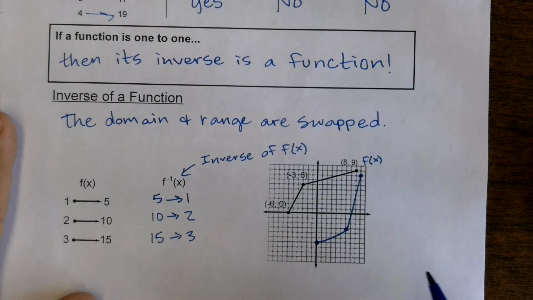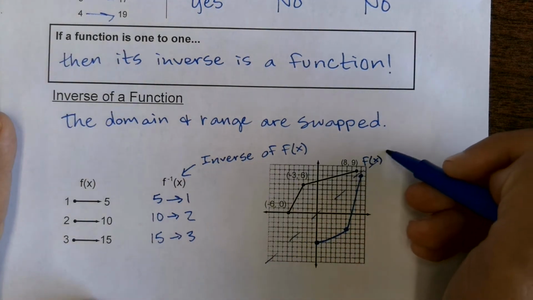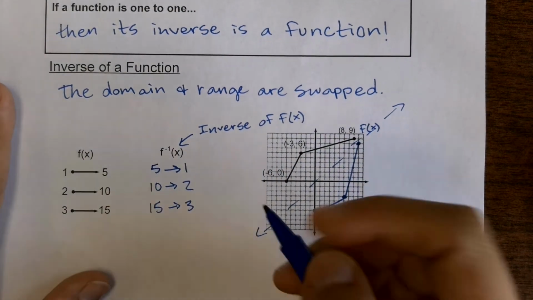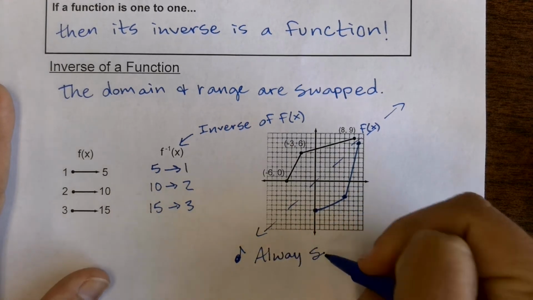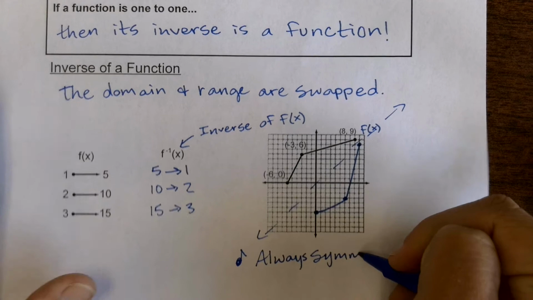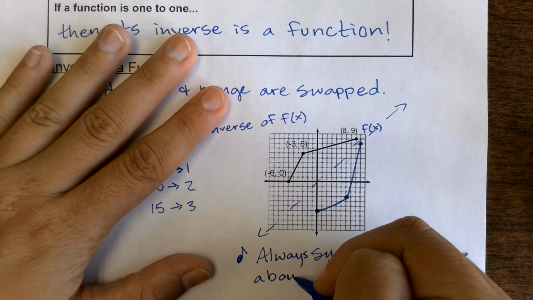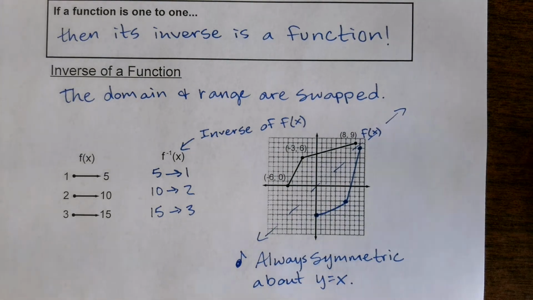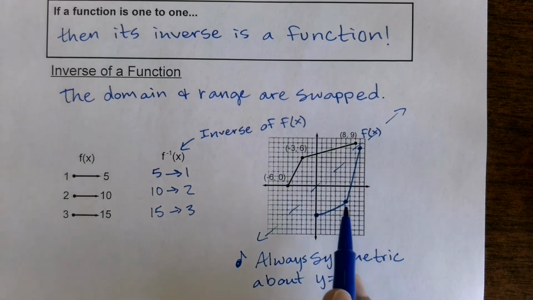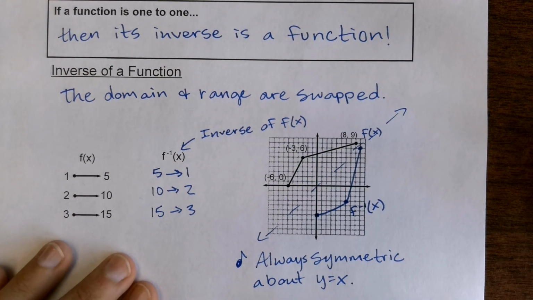What I want you to see here is that our inverses are always symmetric about this line y equals x. So note that they're always symmetric about that line y equals x. So it doesn't matter what functions we're dealing with, piecewise or otherwise. If we take the inverse of it, it is going to be symmetric, the original and the inverse. So this would be f inverse of x about that line y equals x.